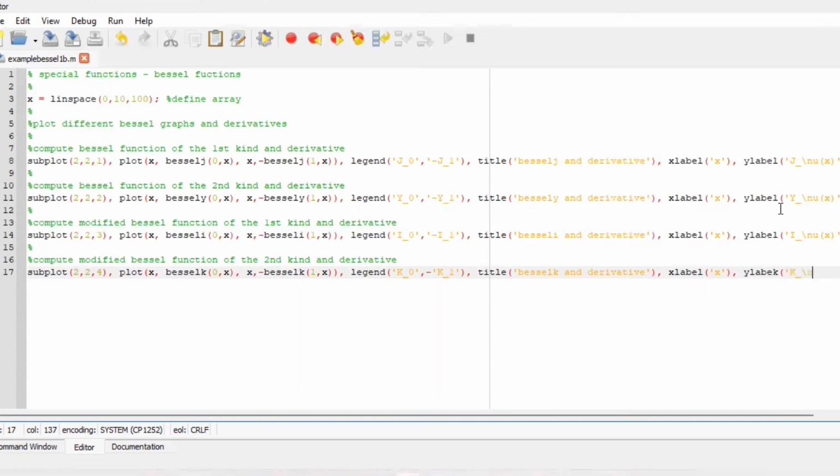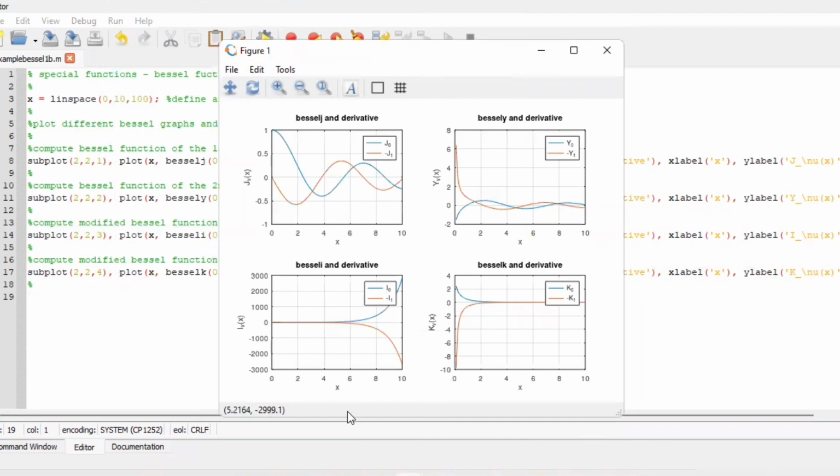If you run your file, you should be able to observe your functions, each with its derivative. Everything is titled, our legends are included, x label and y label included, plus the grid lines are included.